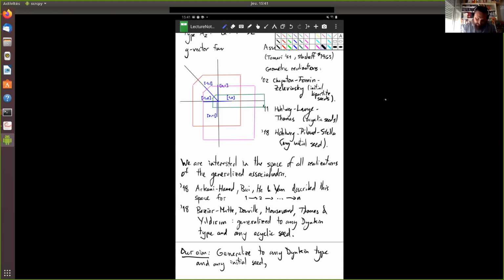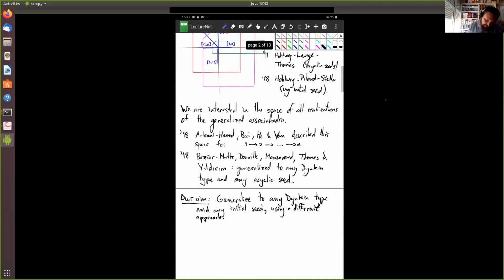What I should mention is that our approach is different from the ones that were used before. Our approach is such that we can treat all initial seeds and all Dynkin types in the same way. So there are two ingredients in our approach.